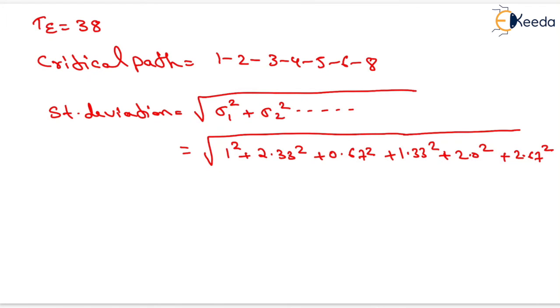for activity 6 8. Now after solving this, we will have the standard deviation value as 4.45 days. That is the standard deviation of this network, that is 4.45 days. That is all about this numerical. Thank you very much, students.